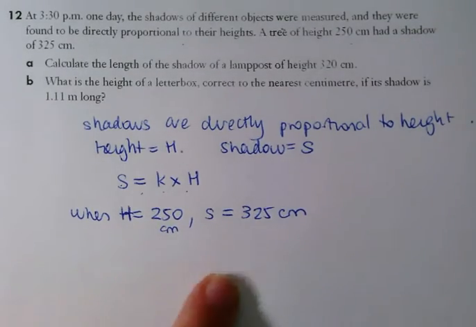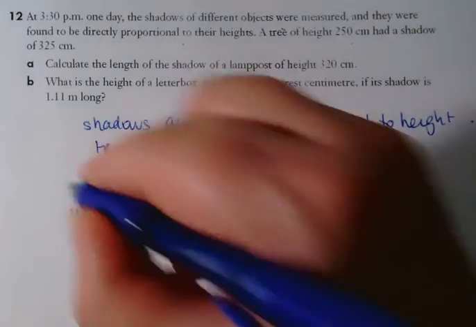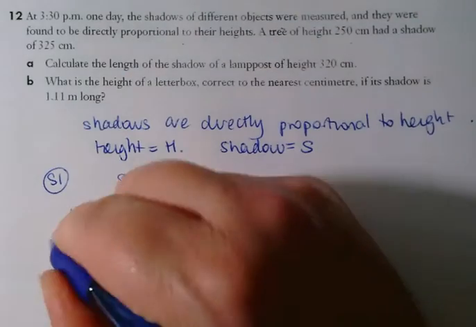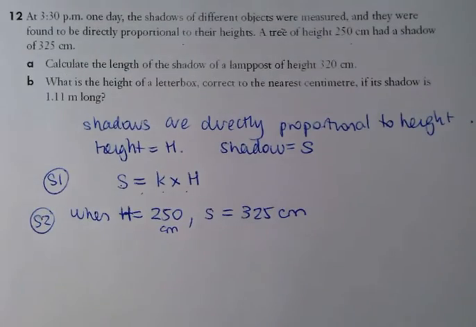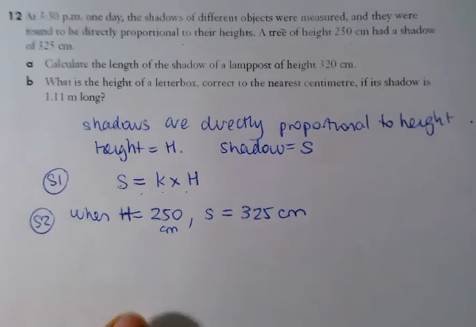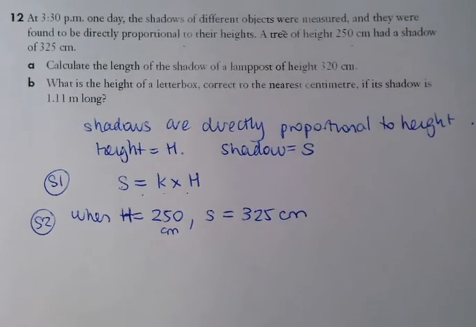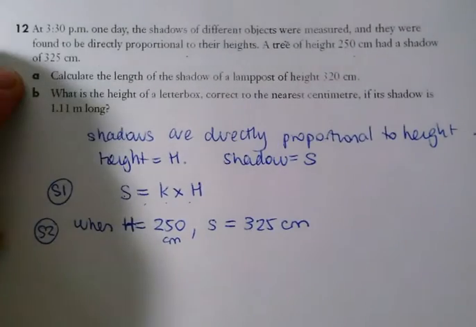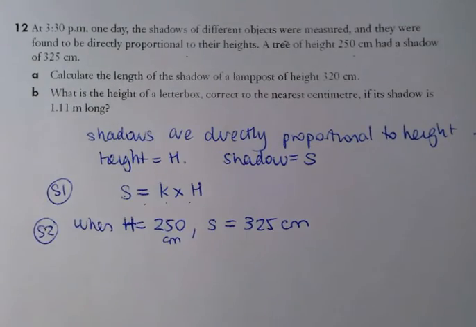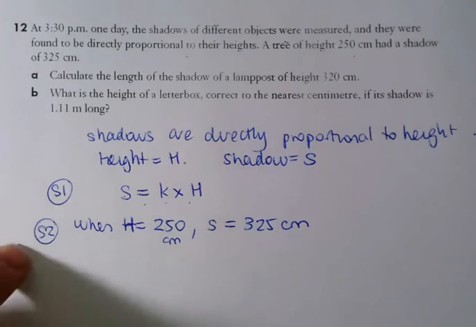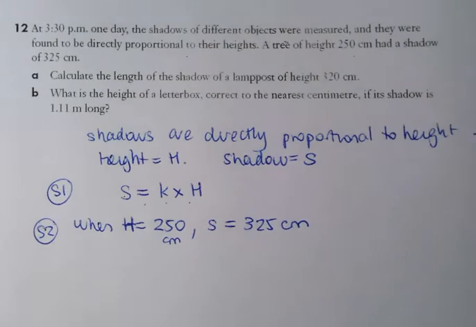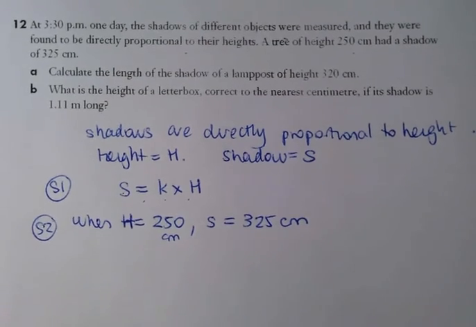So we need to substitute that in. So remember our 4 steps. Step 1 is to write the equation. Step 2 is to work out what k is. So you can only work out what k is if you know a value of h and s at the same time. So in this question, they're not guiding you. They're not telling you to write this equation out, work out k, and all that. Okay, you have to do that yourself.